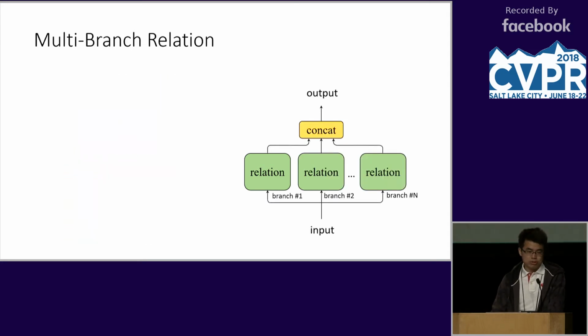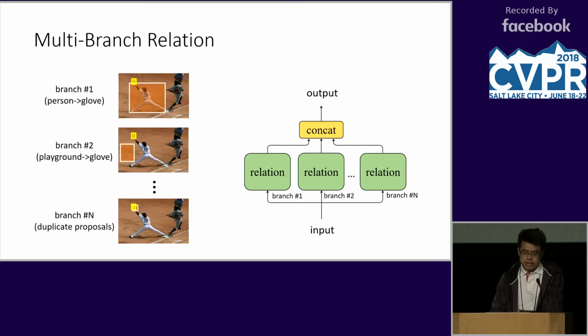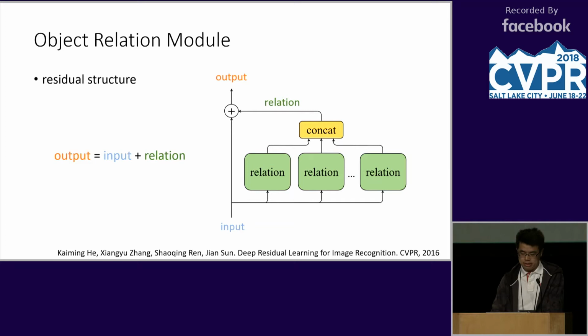Actually, we don't use a single branch, we use multiple branches. The intuition is that the relation between objects can be of multiple types, so we may need a different branch to encode different types of relation. Finally, we combine the multi-branch relation feature with the original input appearance feature to produce the final output. We use residual structure here because residual connection is an efficient way to merge two signals, and it can also facilitate our optimization.